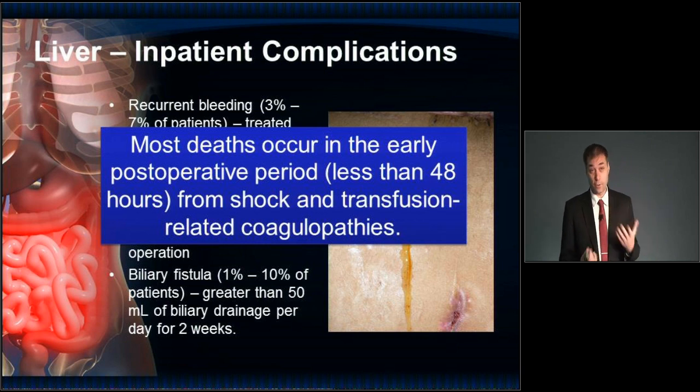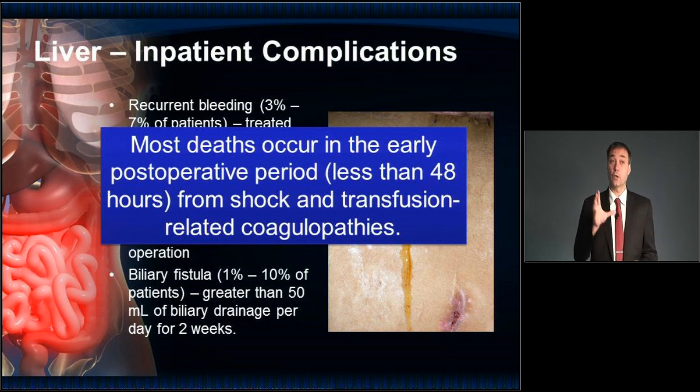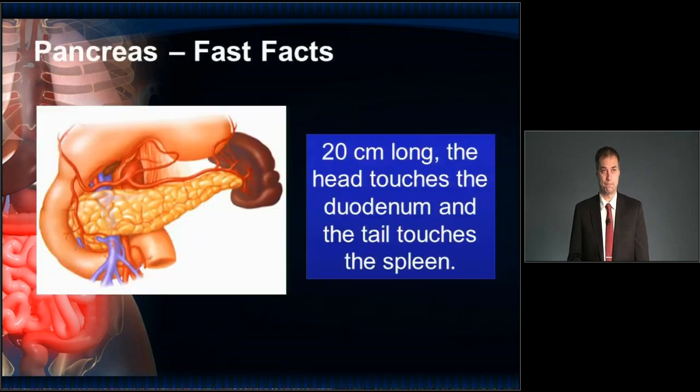Most deaths that occur from liver trauma occur in the early postoperative period. When we say early, it's 48 hours or less, and they're related to shock or transfusion-related coagulopathies because of the amount of blood needed to treat a serious liver laceration.